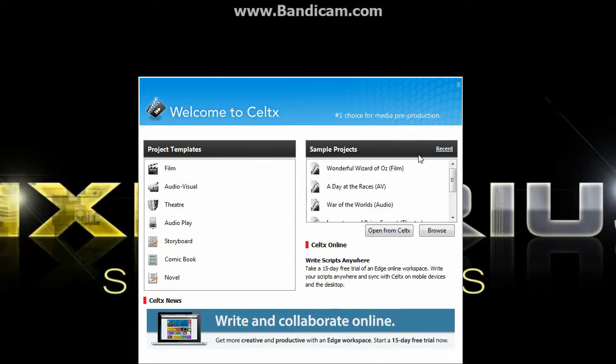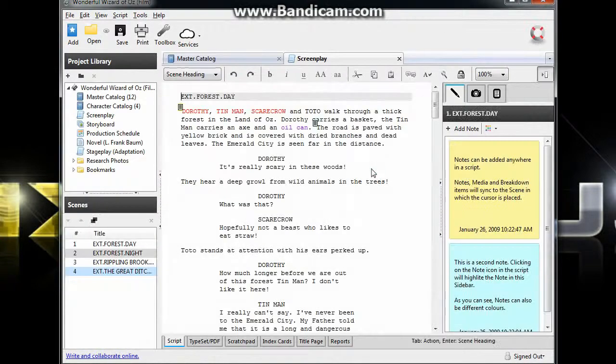For example, there's some samples that are given by Celtex at the beginning when you first open up their program. Just take a look at one of those to get an idea of how the different elements of a screenplay function.